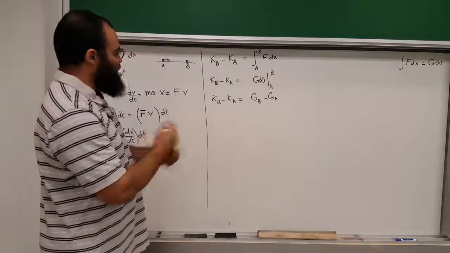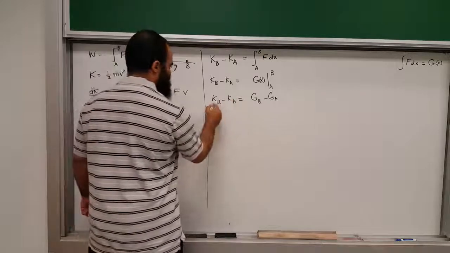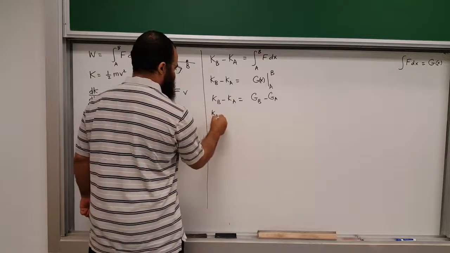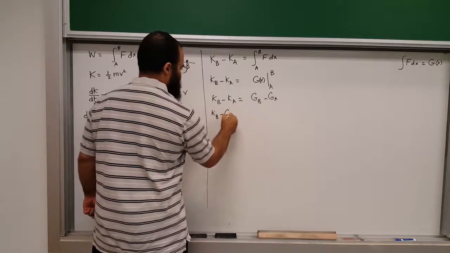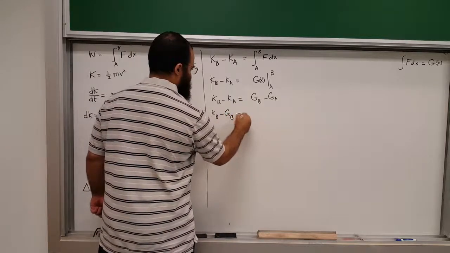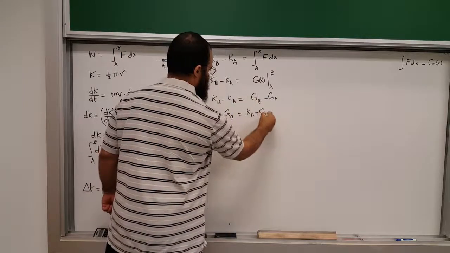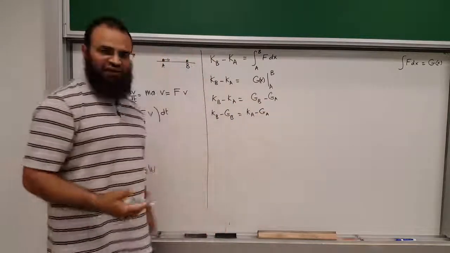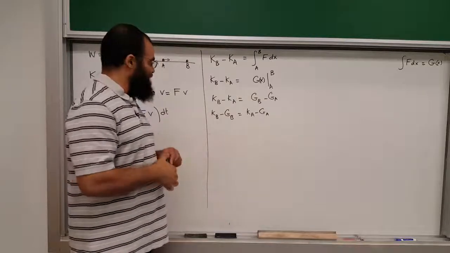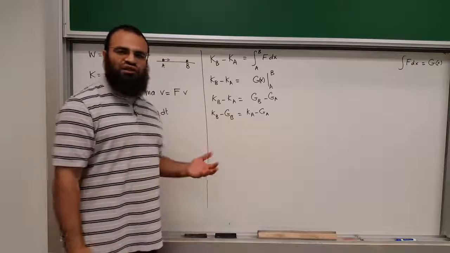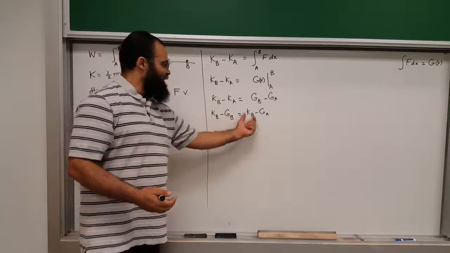If you try to write this, collect the a's together and the b's together, just to show you. You will get kb minus gb is equal to ka minus ga. So this looks bad. Aesthetically it doesn't look very nice. Mathematically it's correct, but aesthetically it's not. For conservation, we like to have k plus something and then k plus something.